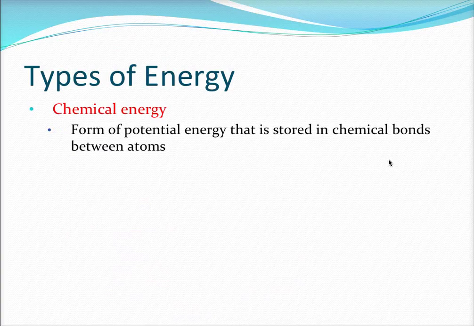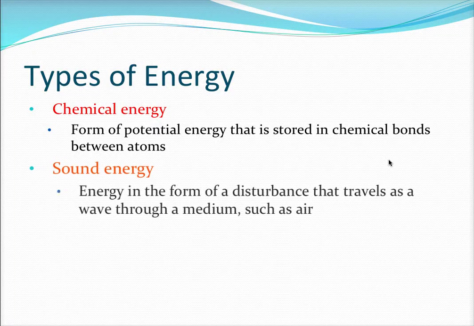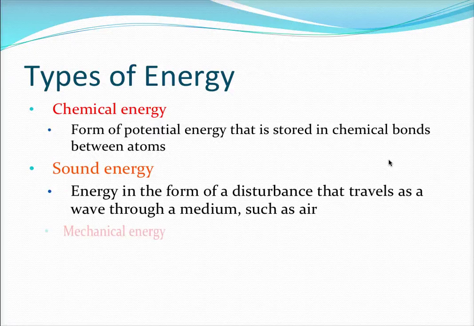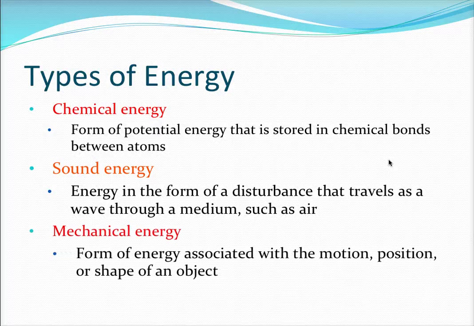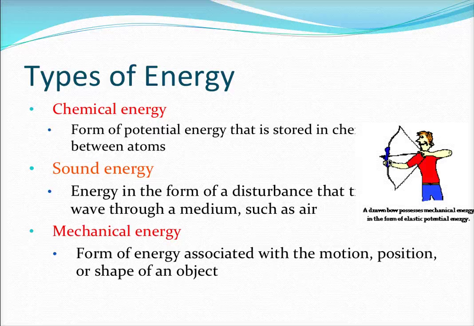Chemical energy is a form of potential energy that's stored in chemical bonds between atoms. Sound has to have a medium. Mechanical energy is associated with the motion, position, and shape of an object. So we look at this picture here. A drawn bow possesses mechanical energy in the form of elastic potential energy. It has energy because of its position and the shape that it's in. If it's not pulled back, then it really doesn't have it.